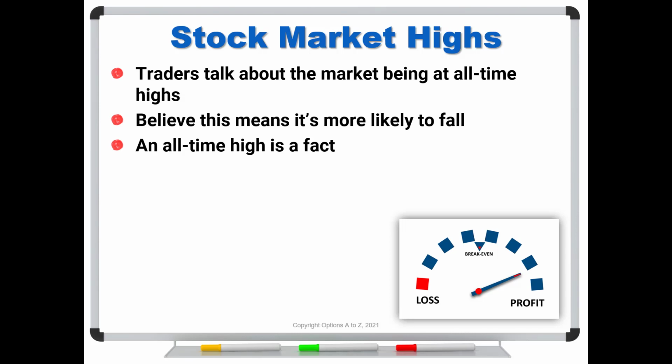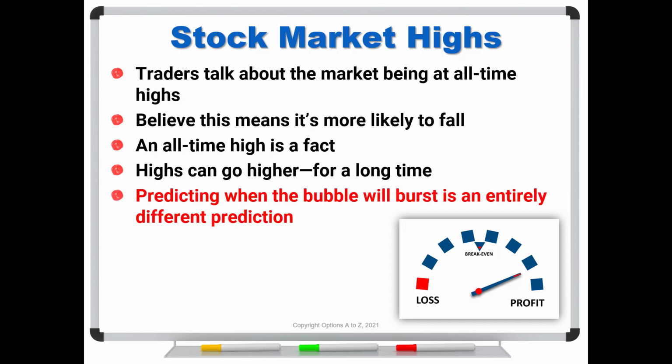Now, when you are at an all-time high, that's a fact. Yes, agreed, we are at an all-time high. It doesn't take a stock market genius to say we are at stock market highs. But the thing that they're missing is that highs can go higher, a lot higher, and for a long time. So predicting when the bubble will burst is an entirely different prediction. To see a good demonstration, let's head over to an Excel spreadsheet.